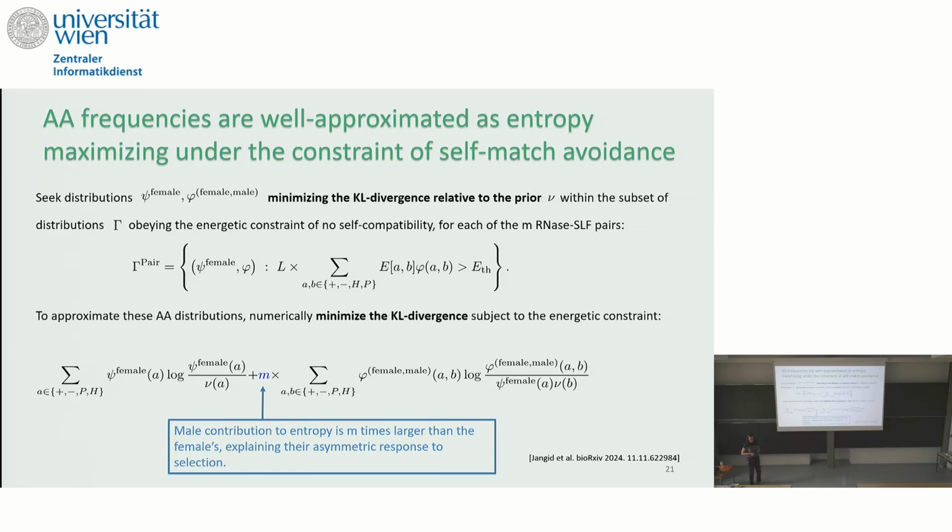Okay, so coming back to the symmetry between male and female proteins. So the first part here concerns only the female protein, and the second part concerns the joint distribution of both male and female. So you see here that there is a prefactor, which is the number of male genes. So the contribution of the male genes is m times larger than that of the female. So that explains why if you want to minimize the divergence, it is cheaper to only bias the single female protein rather than biasing the m male proteins, which explains the asymmetry that we saw.